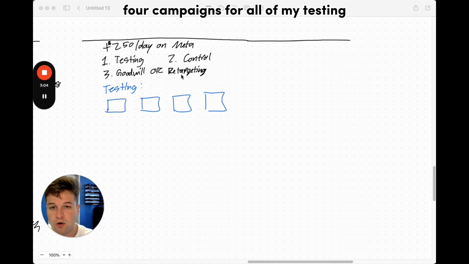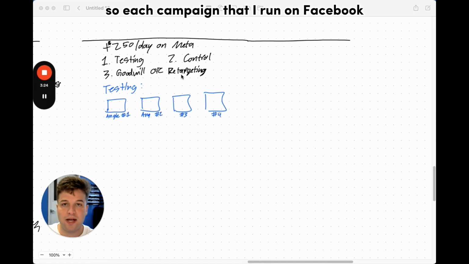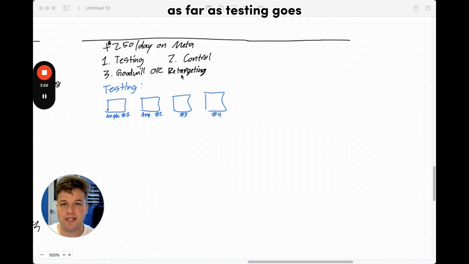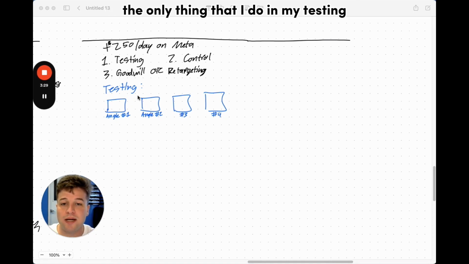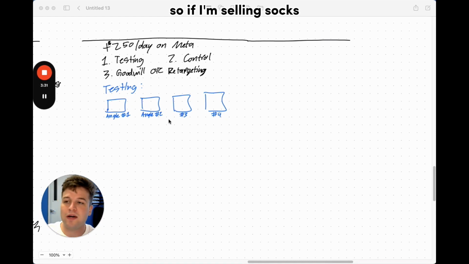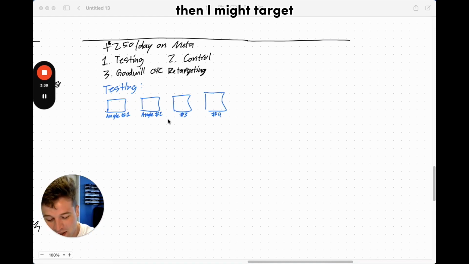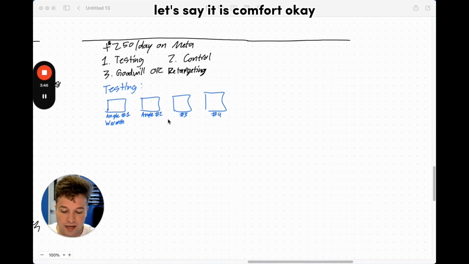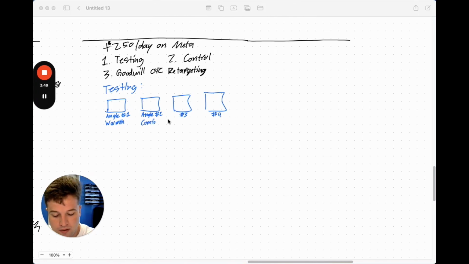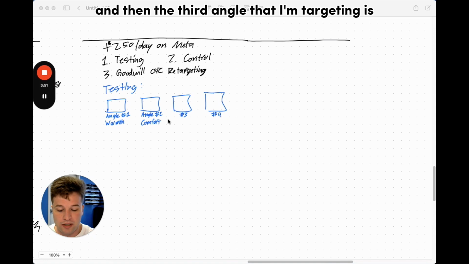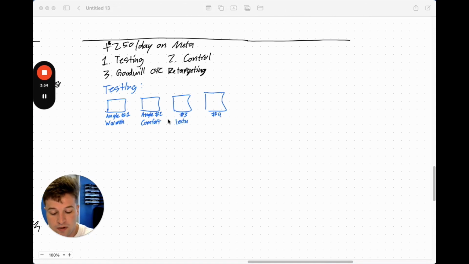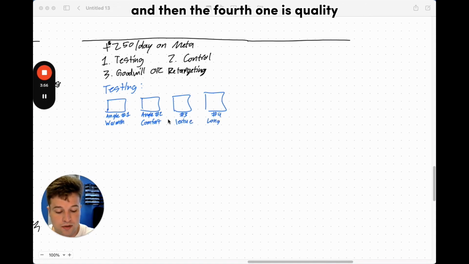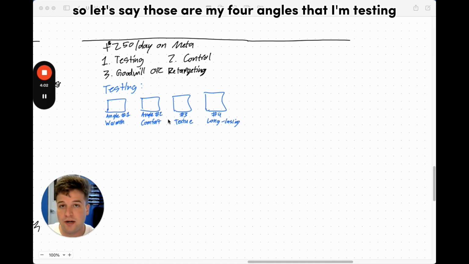4 campaigns for all of my testing. So each campaign that I run on Facebook, as far as testing goes, the only thing that I do in my testing is I test angles. So if I'm selling socks, then I might target, let's say, warmth on this one. Is the angle that I'm targeting on that. And then the second angle that I'm targeting is not warmth. Let's say it is comfort, okay? And then the third angle that I'm targeting is, let's say, texture. And then the fourth one is quality. They're long-lasting socks, okay? So let's say those are my 4 angles that I'm testing.